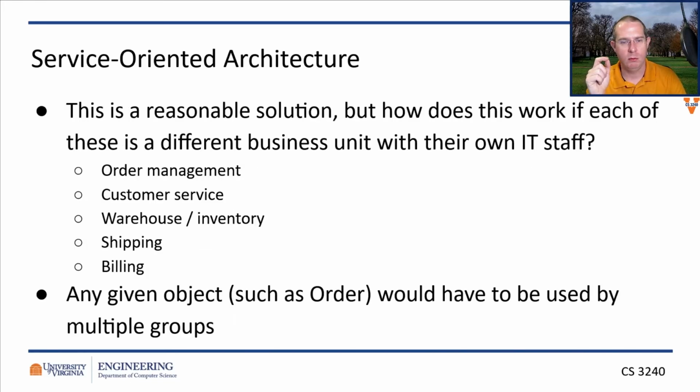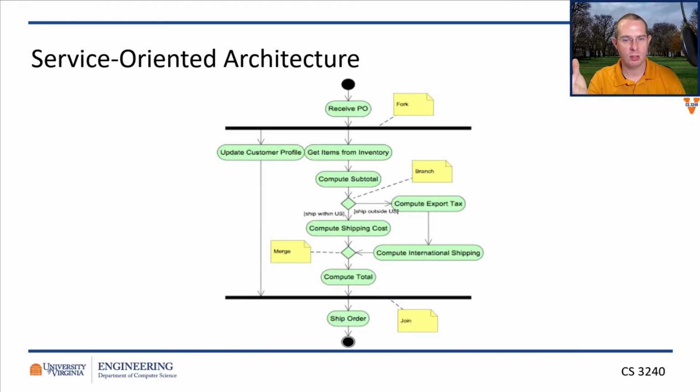Now, if we did this in our example, we might have an order management entity, a customer service entity, a warehouse entity, a shipping, a billing, and it could look something like this. I'll come back to the previous slide in a second. I just wanted to show this. So this would be for processing an order. When you look at this, an order comes in, you receive the purchase order, you're getting items of inventory, compute the subtotal. Now, each of these would be an exposed service from the different parts of your organization.